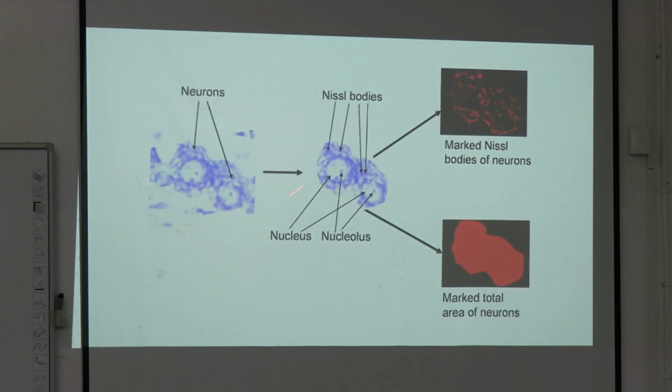You will see this is the neuron, this is the nucleus of the neuron, and then you have the nucleolus inside it. These things inside the cytoplasm are the Nissl bodies. If you see immunofluorescence, there are the Nissl bodies being shown here. So this is actually what happens inside the neurons which are affected by the poliovirus.